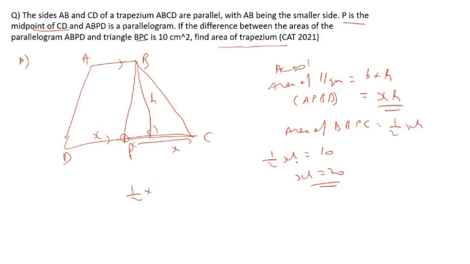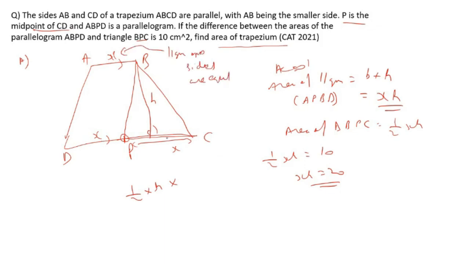Half into sum of parallel sides into h. H will remain as h. What is the sum of parallel sides? 2x and x. Why is this x? Because this was a parallelogram. So opposite sides of a parallelogram are equal. So if this is x, this is also x. Parallelogram opposite sides are equal.